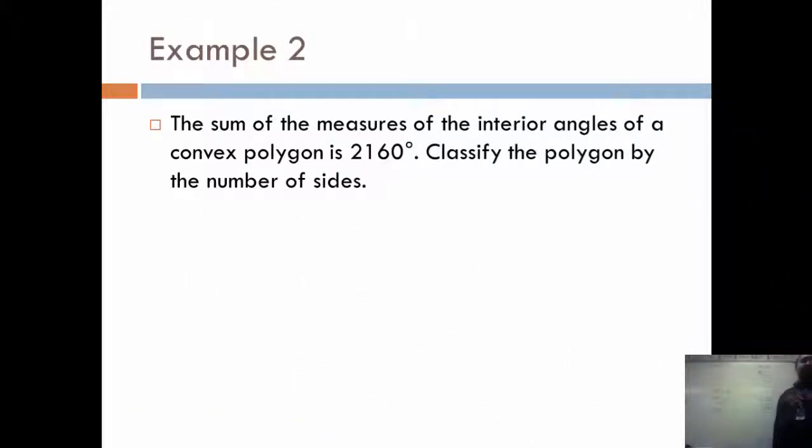Example 2. The sum of the measures of the interior angles of a convex polygon is 2,160. Classify the polygon by the number of sides. So the last question I had asked, alright, I give you a certain number of sides, what's the measure of the angles?